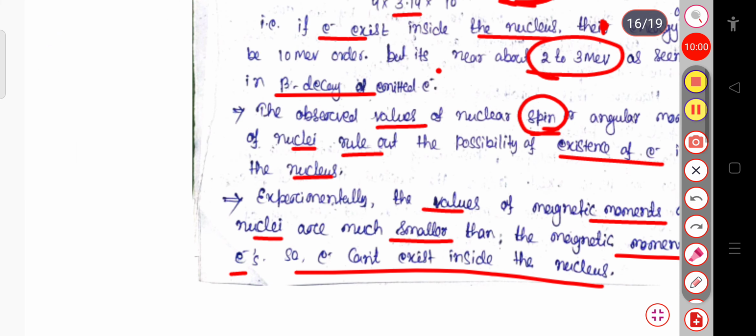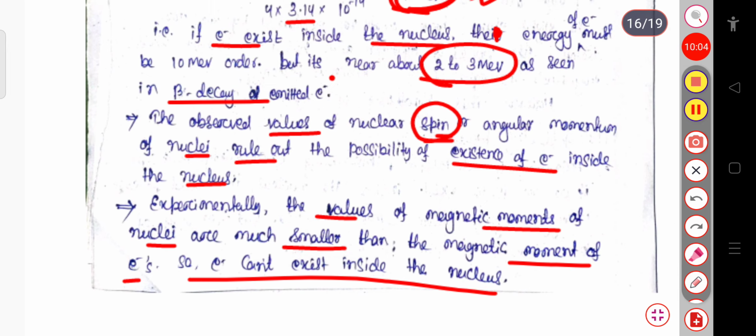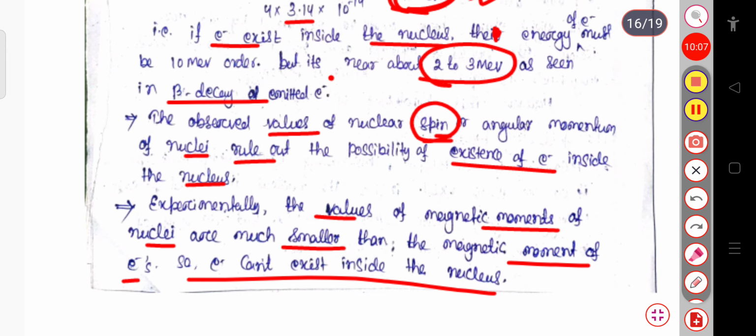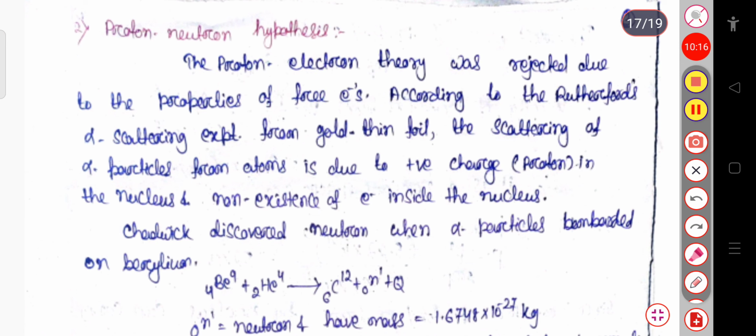So basically we can say that this proton electron theory, or proton electron hypothesis, failed, and after that Chadwick came and explained the existence of the neutron inside the nucleus. Now let us see the proton neutron hypothesis.